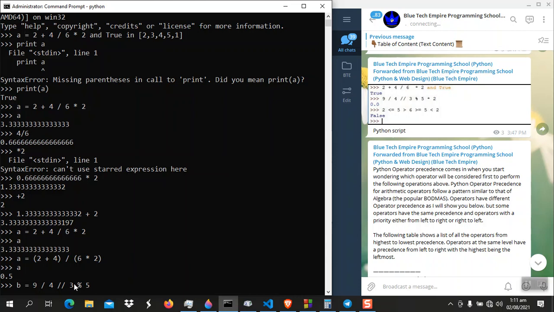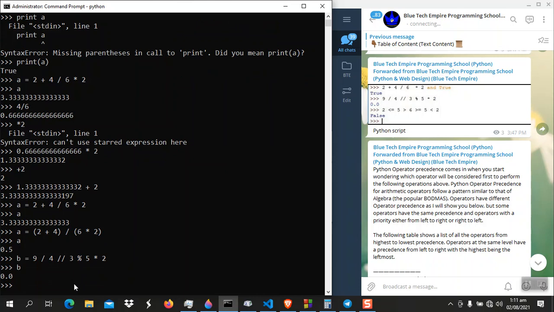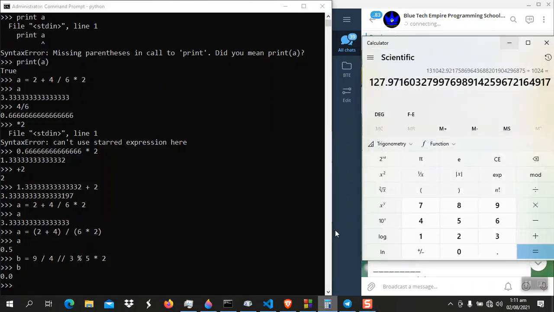So let's now multiply by 2. Let's print out b. Now, as you can see, the answer is 0, which can look very complex. For example, if you take 9 divided by 4, you're going to get something. If you evaluate this from left, let's do it on our calculator. Now, 9 divided by 4.